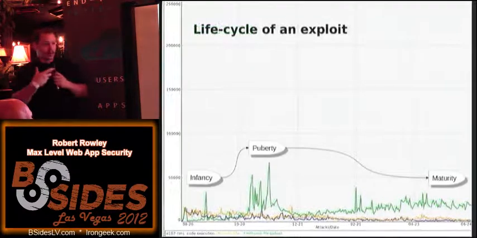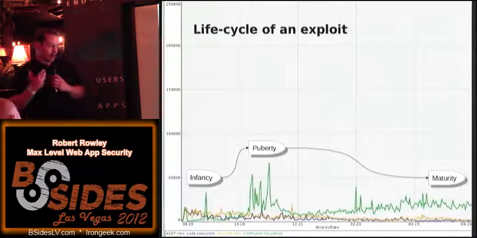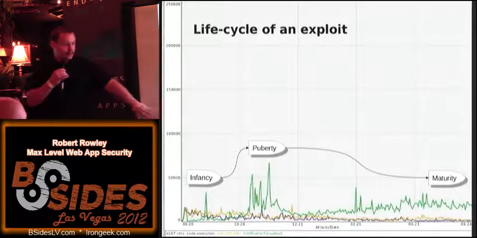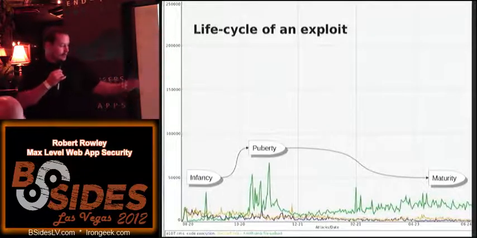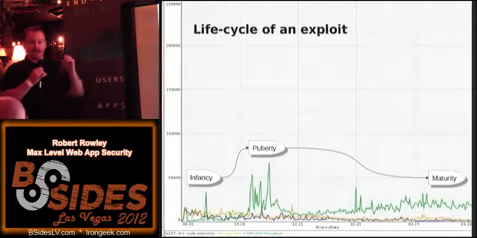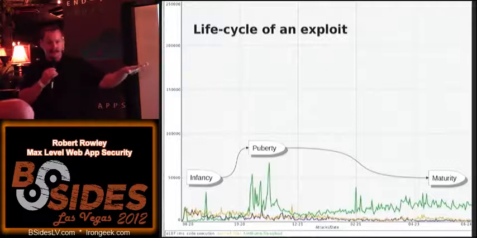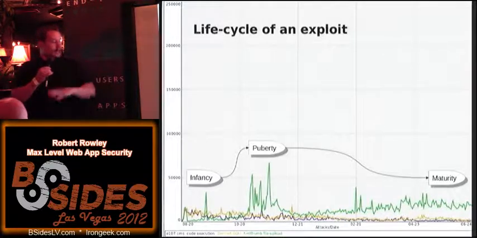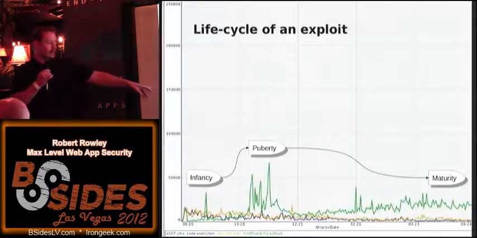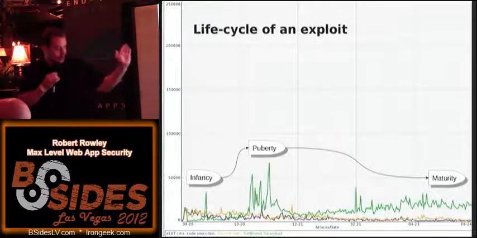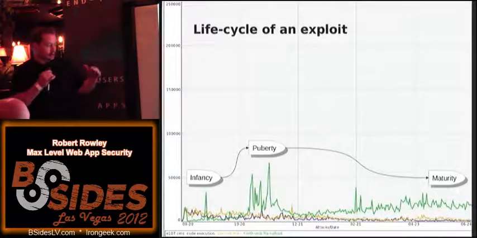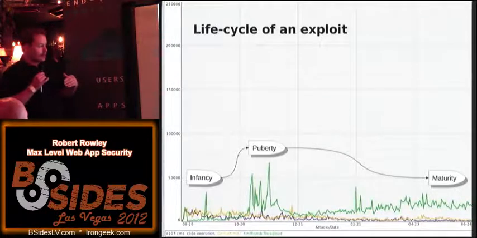This is how I show what I call the life cycle of an exploit in the wild. The initial phase, the infancy, there's going to be a spike. There are people searching, checking to see how many hosts are affected. And then there's the puberty. The puberty stage is when everything goes insane. This was getting 70,000 hits basically all through November. It was getting spikes between 50 and 70,000 per day.